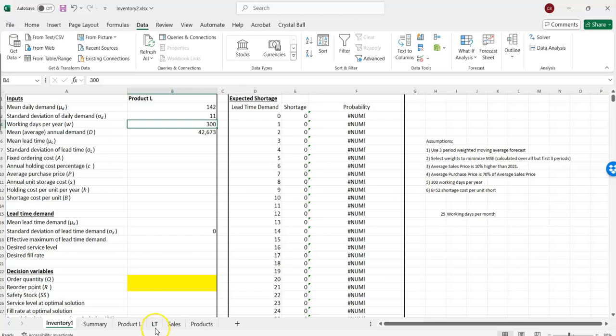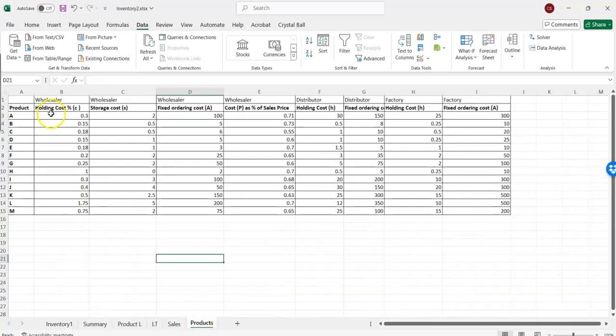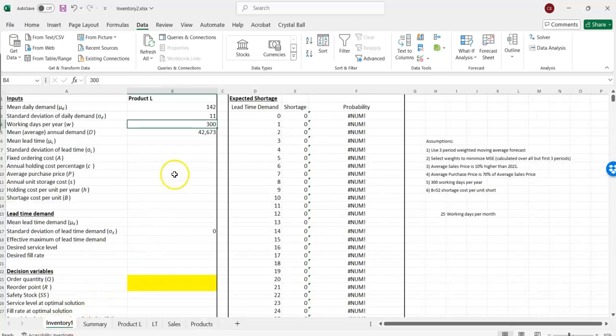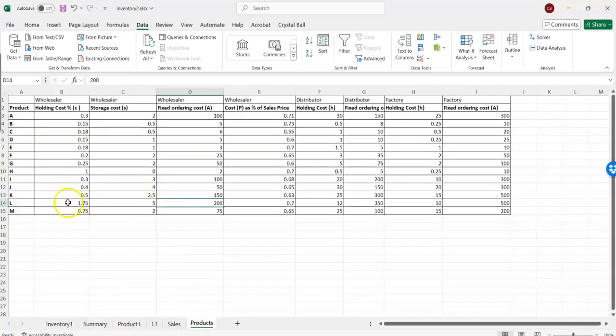Now, these tabs here, the lead time tab, the sales tab, and the products tab, are just repeated from the product sales data file. Over here on the products tab, we're dealing with the wholesaler. They have the different costs for the wholesaler. The fixed ordering cost for product L is 200. The holding cost percentage is 1.75, which is actually 175%.